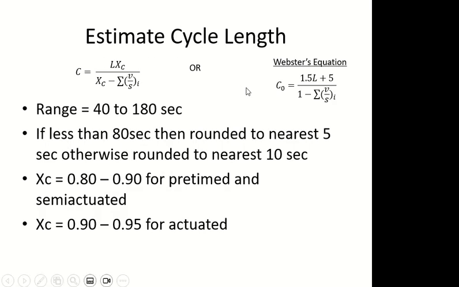For cycle length, I have two equations. X_c is 0.9, we just did it. L is the total lost time. Remember, 4 seconds for each phase, and we have 4 phases, so 16. And this one comes from the phasing plan. It was 0.71 for the final phasing plan. This one is more common, and this one is an old empirical equation. We call it Webster's equation.